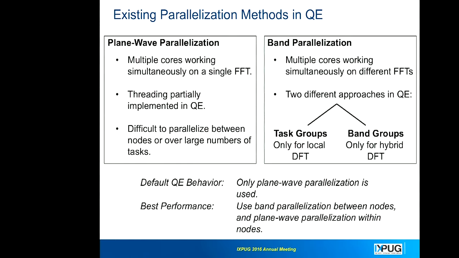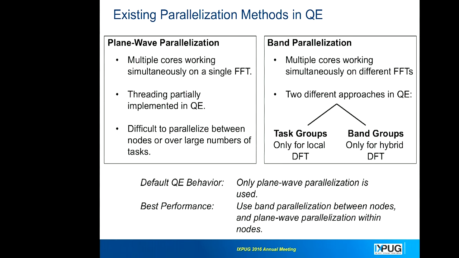There are actually a number of different types of parallelization supported by Quantum Espresso. There are really only two, though, that are particularly important for this discussion. One of them is plane wave parallelization, and the other is band parallelization. So the idea behind plane wave parallelization is that you say, OK, I'm going to take all of my plane waves, and I'm going to distribute those over the entire set of cores that I'm computing on. And there, all the cores are going to contribute to the calculation of an individual FFT. So every time I'm doing an FFT, all the cores are simultaneously contributing to that one FFT.